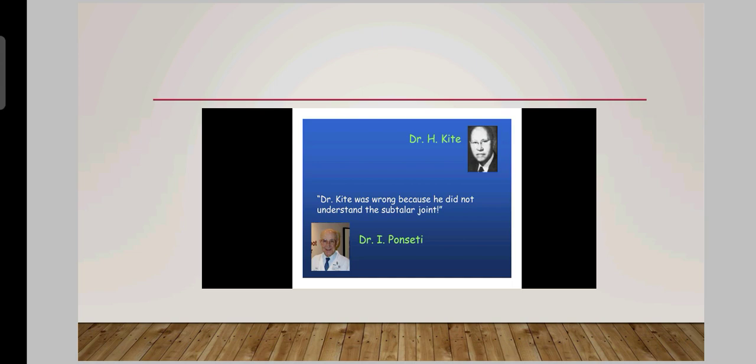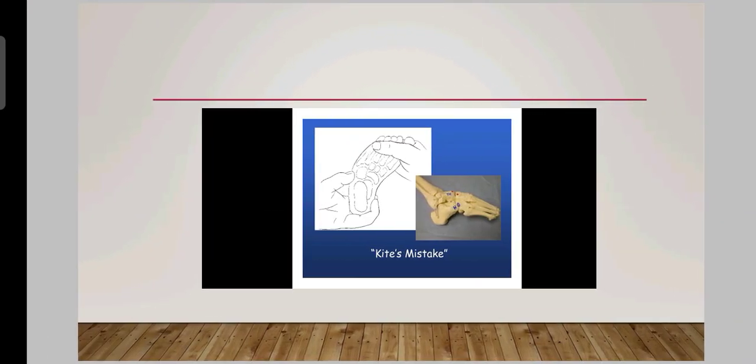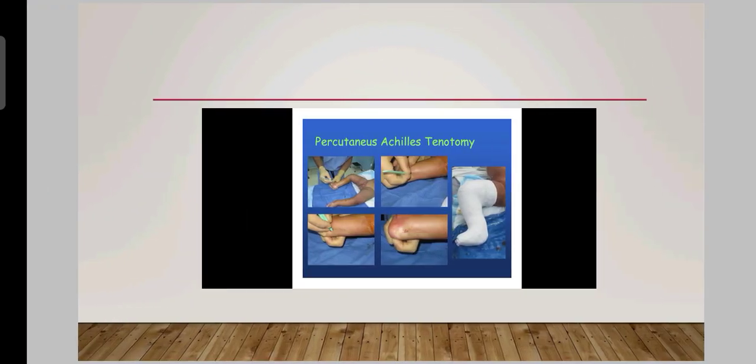But Dr. Kite made a mistake. Dr. Kite was wrong because he did not understand the subtalar joint kinematics. He blocked the calcaneus from abducting, causing iatrogenic deformation of the midtarsal bones and joints. This is Kite's mistake, and that creates secondary deformities.